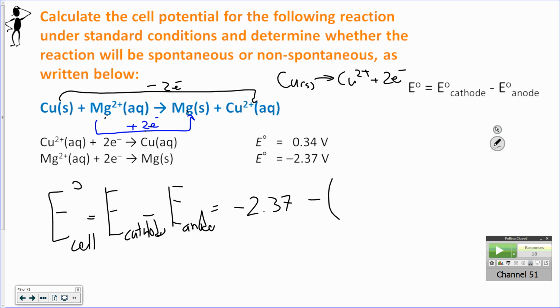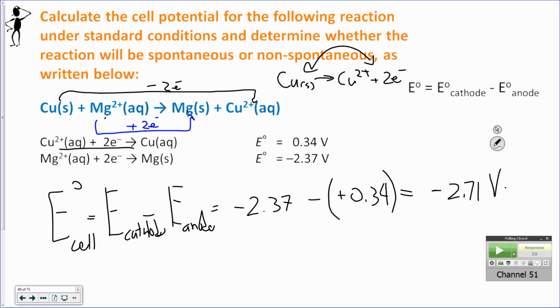In the table, I'm only going to find it as reduction. So it's going to be spun around. Realize that I'm looking for it to be spun around. That's the way I see it. Its value is a positive 0.34 volts. So when I put those two things together, I got a negative minus a positive, so a negative 2.71 volts, if I can add some small numbers correctly. So now we've calculated the E naught of the cell.